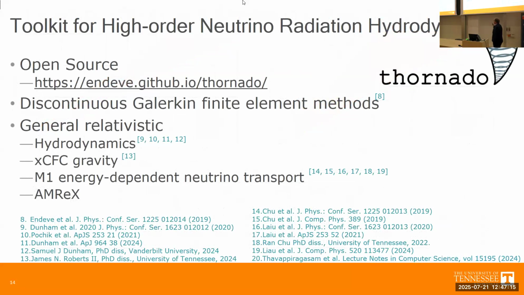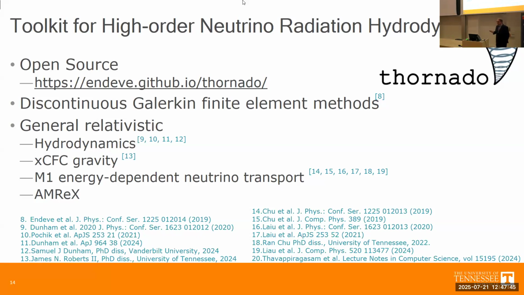So as promised, I just want to briefly show where the UT-ORNL group is heading. The next generation code we're developing is called the Toolkit for High Order Neutrino Radiation Hydrodynamics, or TORNADO. This is an open source code that is being developed actively. Several people have worked on PhDs with it, and several papers have been published. The link there will take you to the code in its current instantiation.